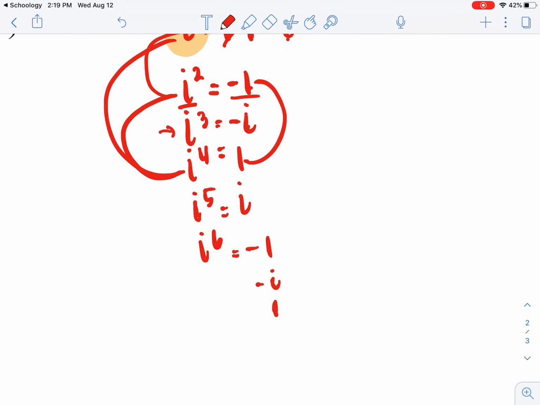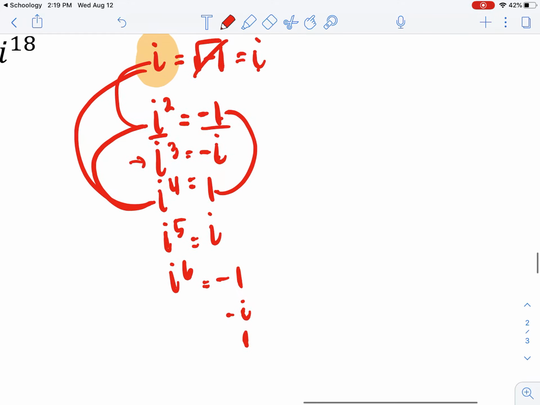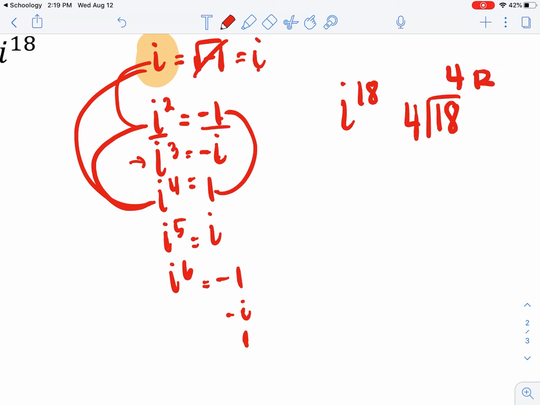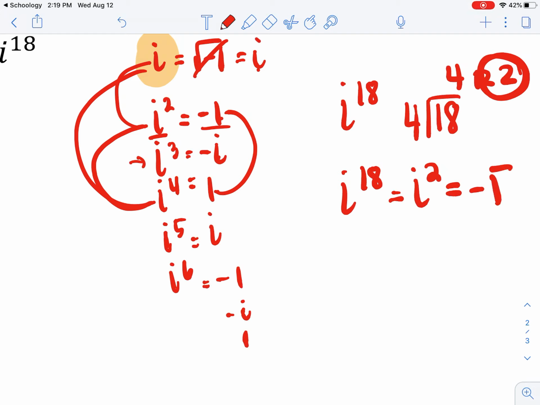So if it's divisible by 4, then it's equivalent to 1, and you can figure out what it is. If you look at this one here, I have i to the 18th. How I'm going to figure it out is I'm going to say, what's 18 divided by 4? And I need to know what the remainder is. How many times is 4 going into 18? It goes in there 4 times, and there's a remainder of 2. So i to the 18th is equivalent to i squared, because of the remainder 2 here. And what's i squared equivalent to? Negative 1, and that's my answer.